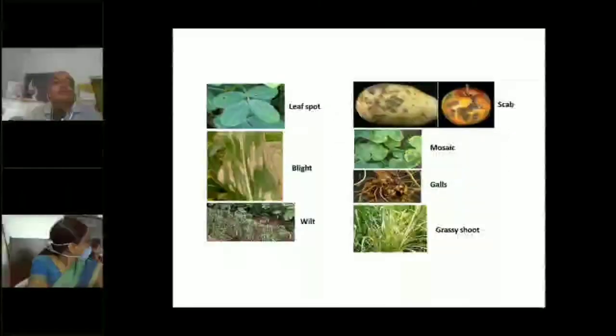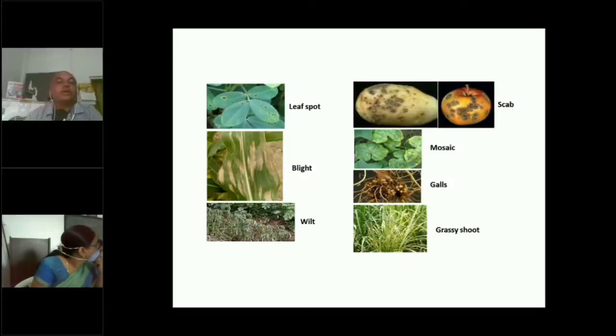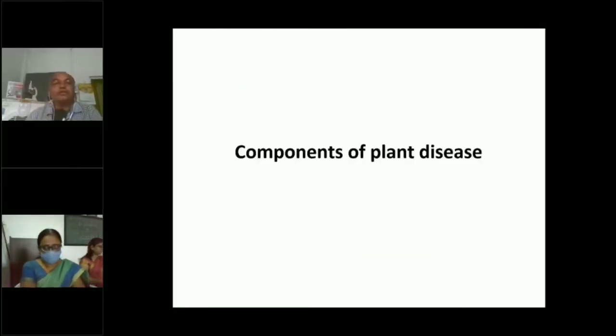Leaf spot, you can see this leaf spot caused by Cercospora on groundnut. Then this is the blight on maize caused by Helminthosporium. Then wilt, which is generally caused by Fusarium. Then potato scab. The mosaic is a viral symptom. You can see galls caused by Agrobacterium tumefaciens. Grassy shoot is generally caused by phytoplasmas. These are the various symptoms caused by various plant pathogens.